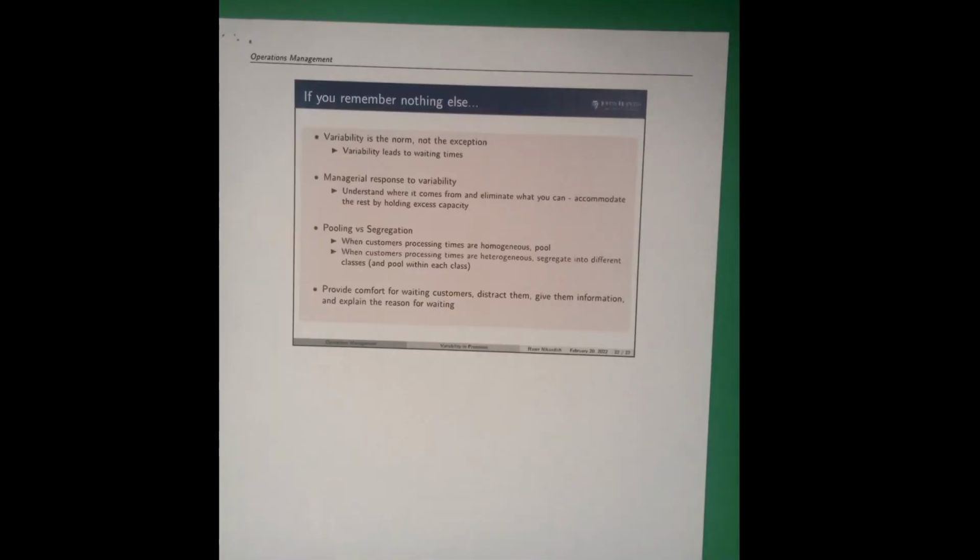With that, I'm going to stop. These are the takeaways from this handout. I hope you find this useful. Let me know if you have any questions.